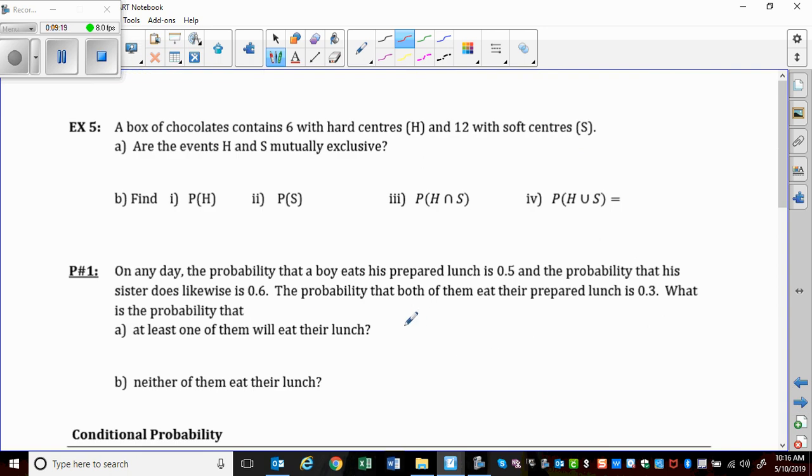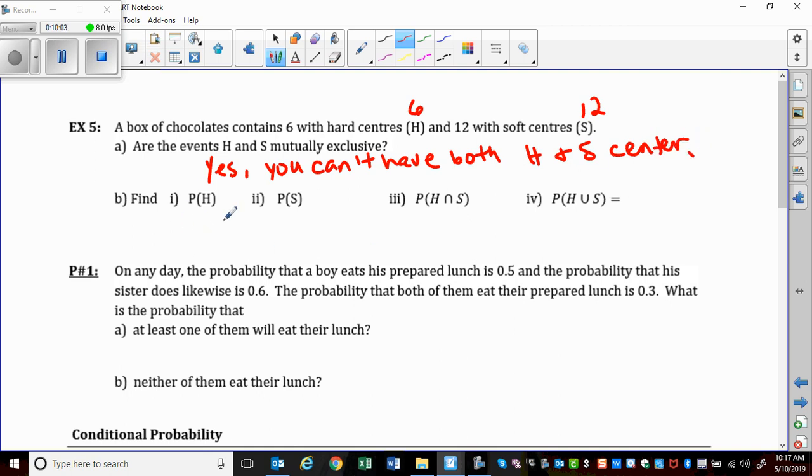I just want to make sure I didn't skip anything. A box of chocolates contains 6 with hard centers H, so 6 H's, and 12 with soft centers S, so 12 S's. Are the H and S mutually exclusive? Well, yes, because you can't both have a hard and a soft center. Those are going to be completely opposite. So yes, you can't have both hard and soft centers.